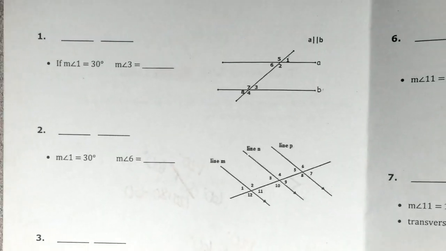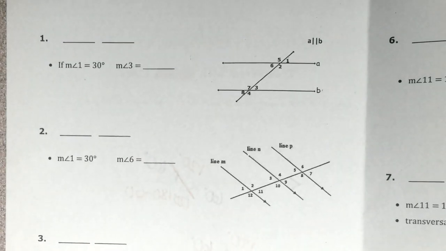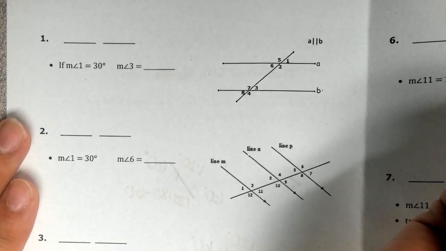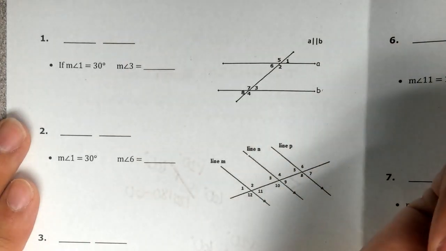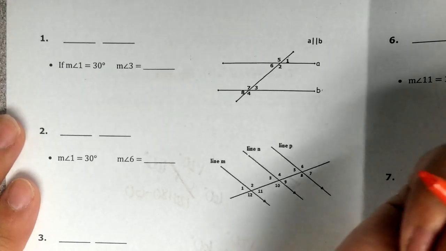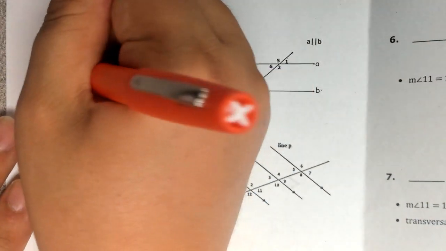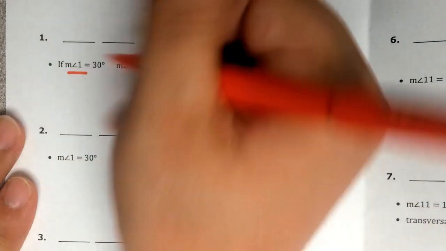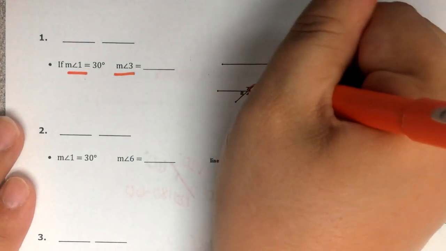So the way that we are going to do these is we are going to circle our given information and determine what type of angles they are. So what information does it give us? What angles are we looking at here? For number 1. That's the lines. What angles does it give us? Angle 1. So I'm going to circle angle 1. And what else? 3. Circle 3.